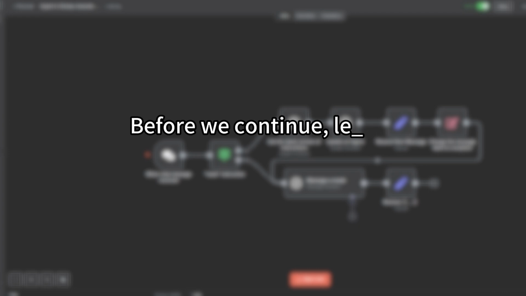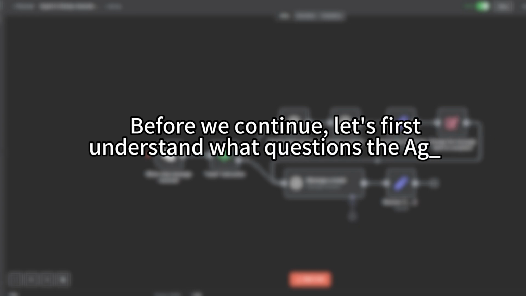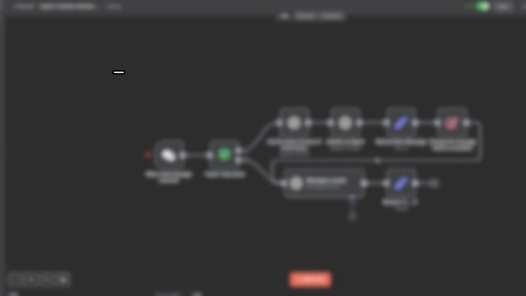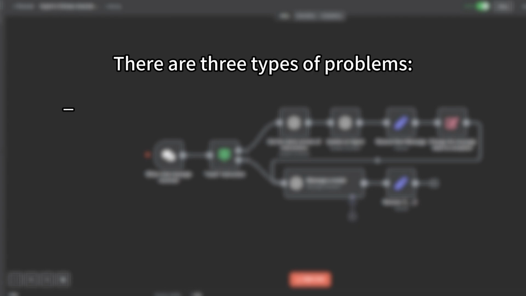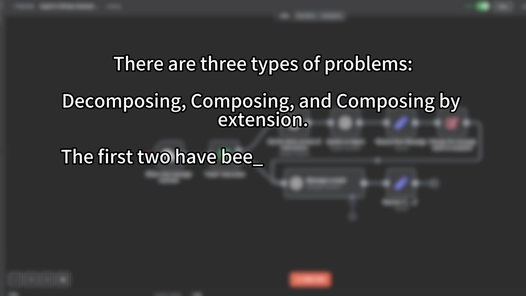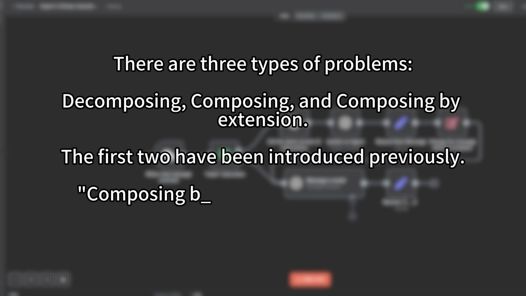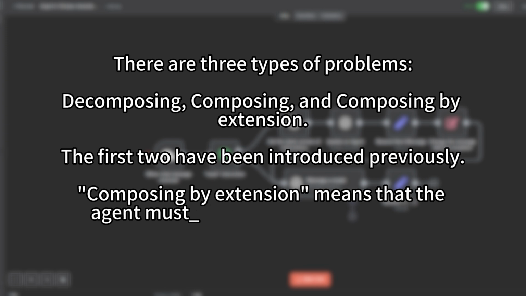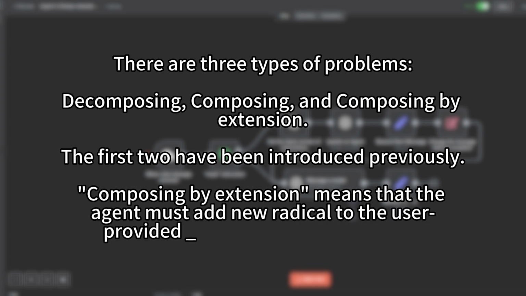Before we continue, let's first understand what questions the agent is designed to answer. There are 3 types of problems: decomposing, composing, and composing by extension. The first two have been introduced previously. Composing by extension means that the agent must add new radicals to the user-provided radical set to form a word.